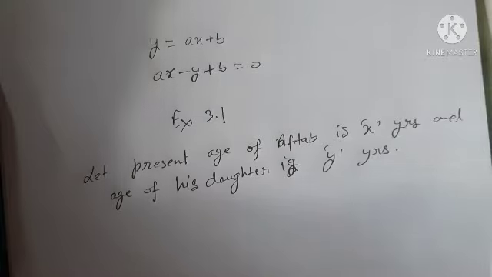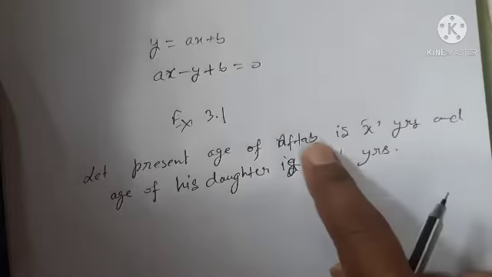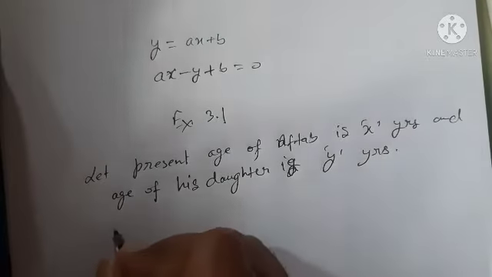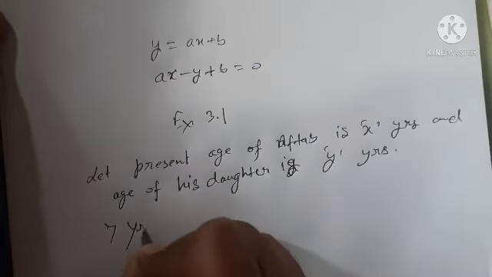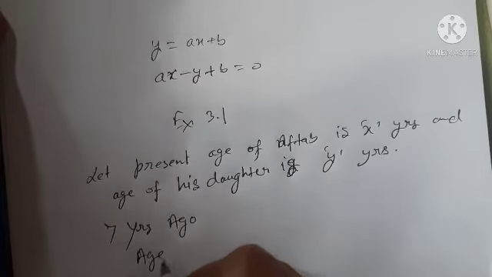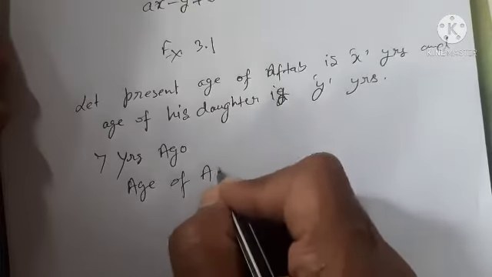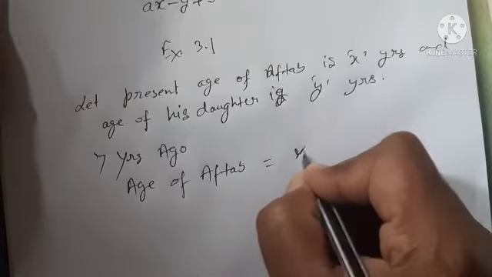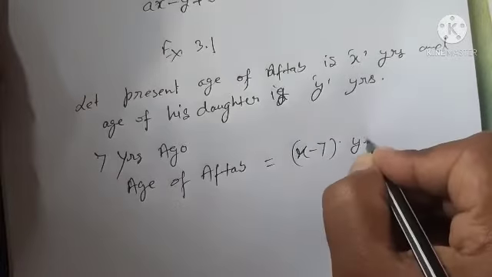After 7 years ago, suppose I am 30 years old. 7 years ago, what would be my age? That is 23. If my present age is 30 years, then how much would it have been 7 years ago? It would have been 23 years. That is obvious. So here the present age of Aftab is given as x, so 7 years ago it will be x minus 7. Very simple. 7 years ago, age of Aftab is equal to x minus 7 years. Very obvious.